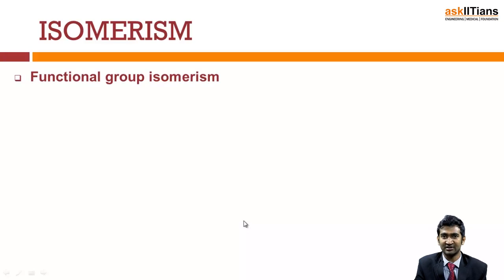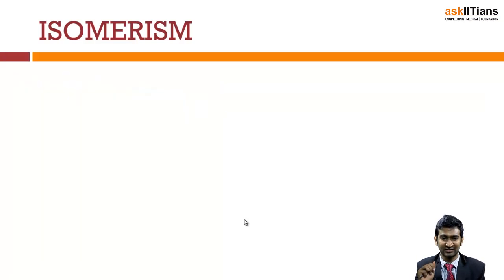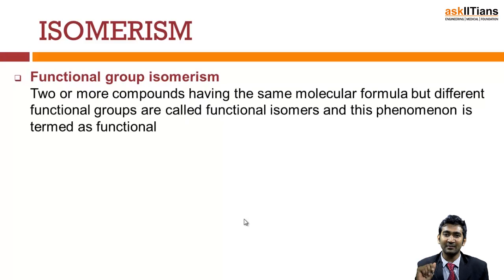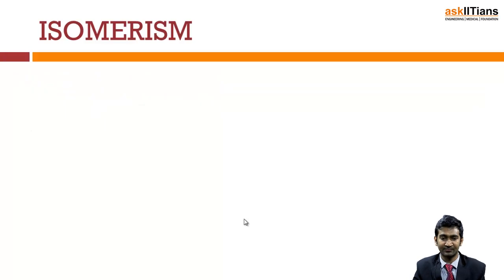Then functional isomerism. How does the functional isomerism arise? See, the formula will remain the same. Now what will happen? The functional group will change. So the formula remains the same but the functional group changes. Then we say that it is my functional isomerism.